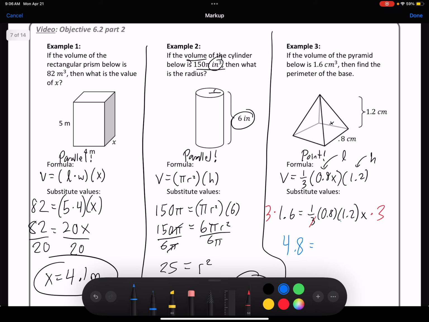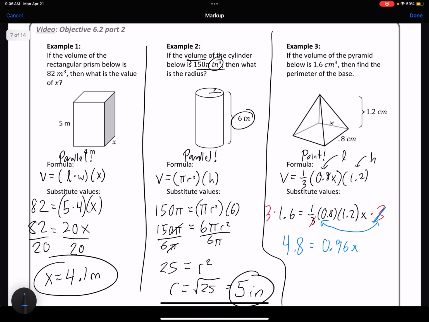equals, those cancel each other out, so we multiplied by 3 on both sides. And you get 0.8 times 1.2. 0.8 times 1.2 is 0.96x. And now to get x by itself, we'll divide both sides by 0.96. And we get our result. 4.8 divided by 0.96 is 5.